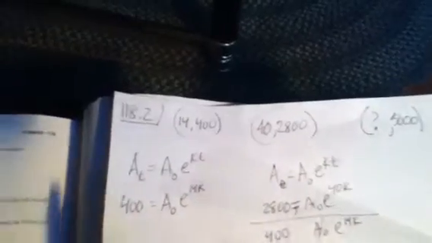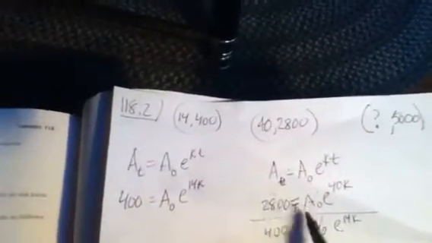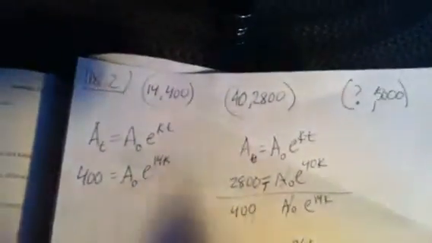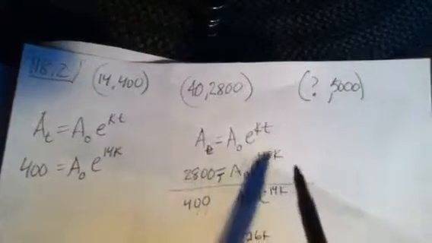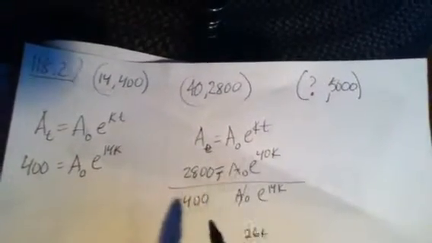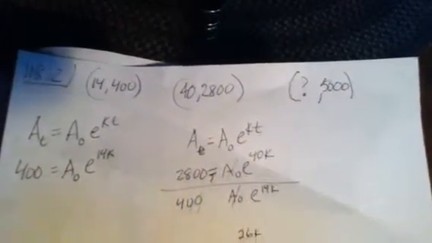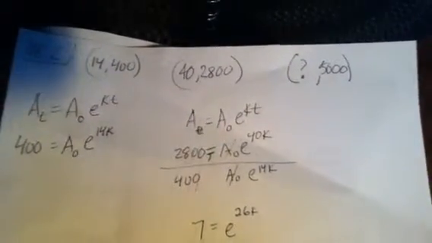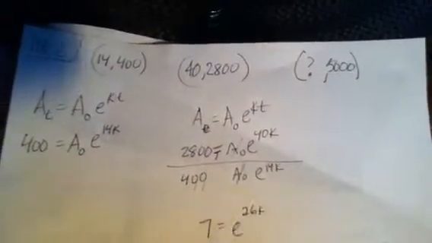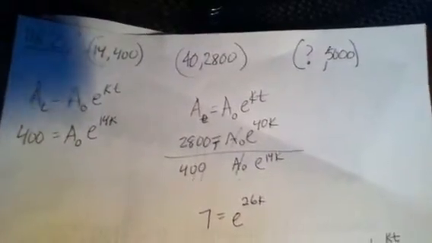You can do a system of equations by dividing one equation by the other equation. I divided the bigger equation by the smaller equation because I wanted positive exponents. So that turns out to be 7. And then here, those cancel out and you get 40 minus 14. That's the rule of exponents. You can just subtract them. And you get 7 equals e to the 26 times k.